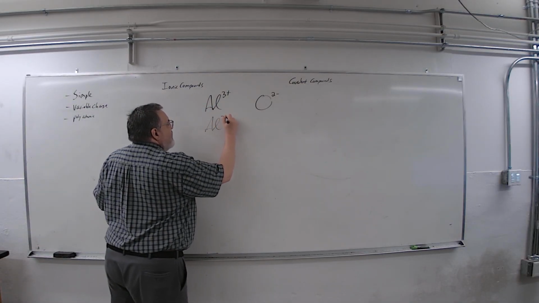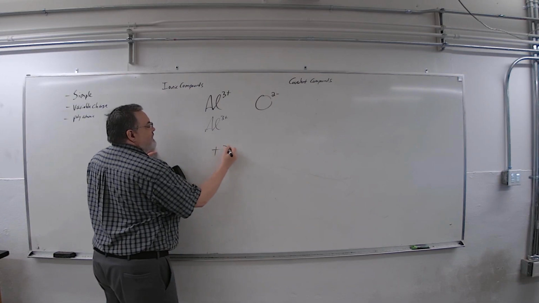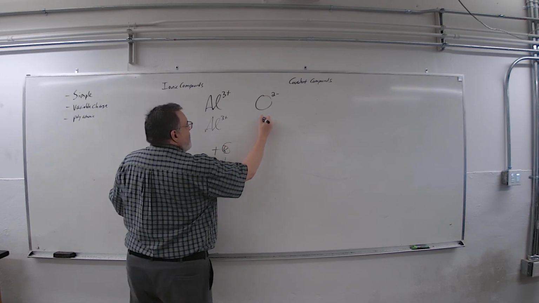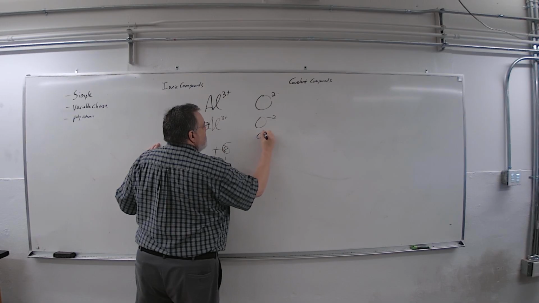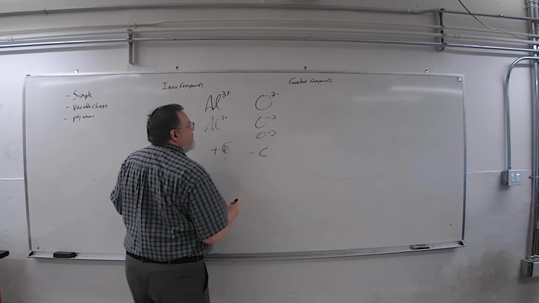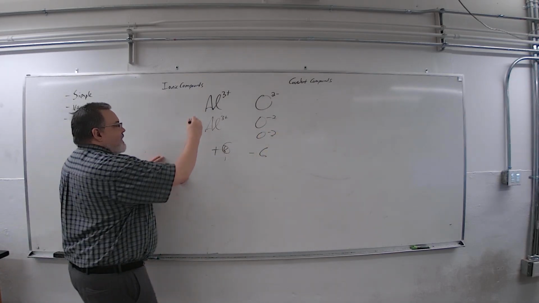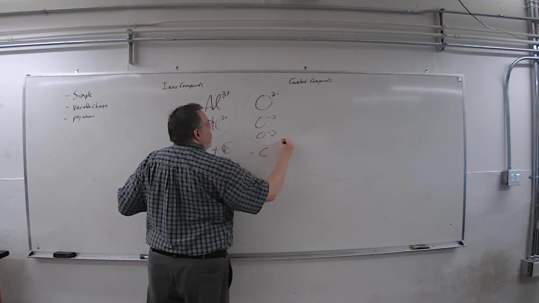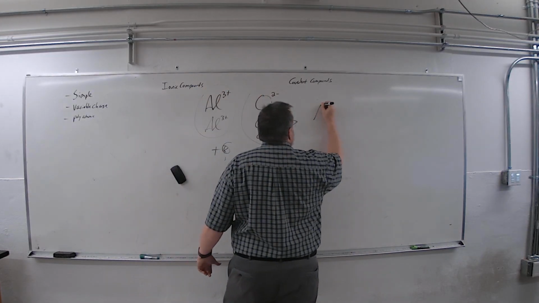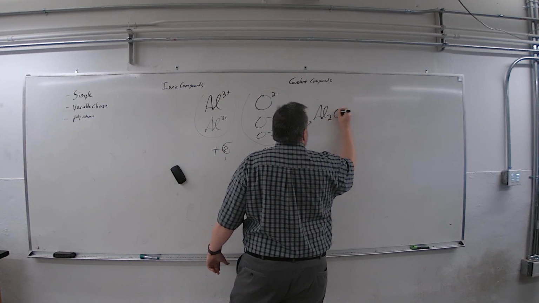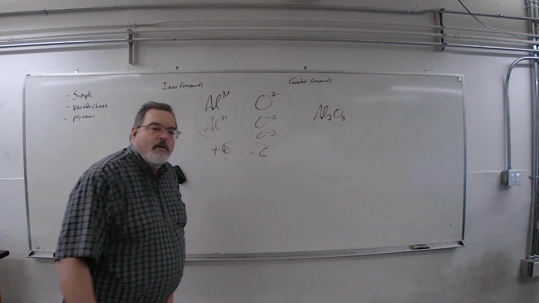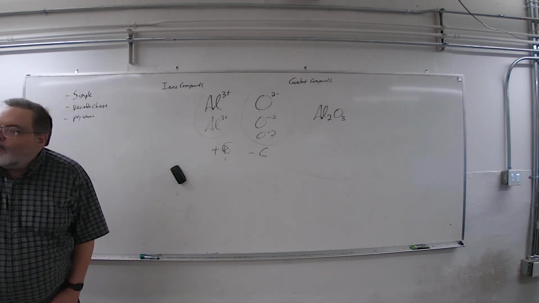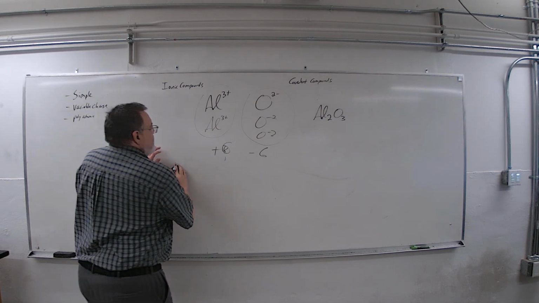To get this to add up to 6, I need 2 of them. So now I have a plus 6 charge. And I'm going to need 3 of these to get a negative 6 charge. And that's how we do that. 2 of these, 3 of these. It's the only tricky one there like that. You with me?